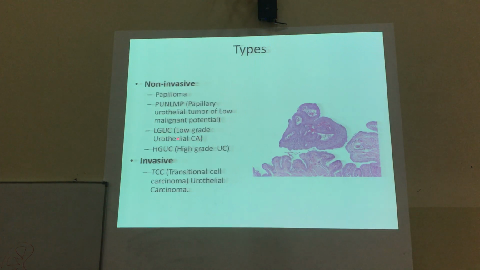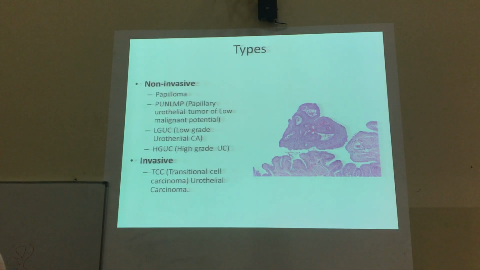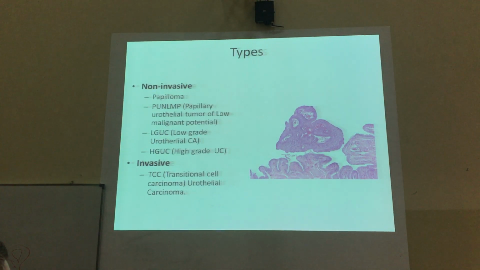Then there are the low-grade urothelial carcinomas and high-grade urothelial carcinomas. These are still non-invasive; we don't find any invasion into the muscle layer. But once we see invasion into the muscle layer of the urinary bladder, that is very dangerous, with a very bad prognosis. It is called urothelial carcinoma or transitional cell carcinoma, TCC. So this is the example of papilloma here.